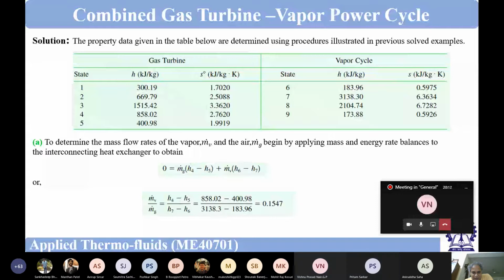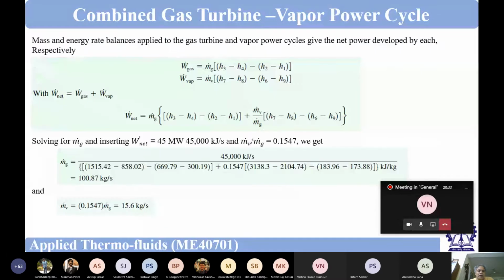I want you to get some idea regarding the numbers. These numbers are not arbitrary, nor are these bookish problems. These are to some extent practical problems, and these kinds of values are there. So the mass of vapor is much less compared to the mass of air or gas. Then what do we get? We get how much work is done by the gas.